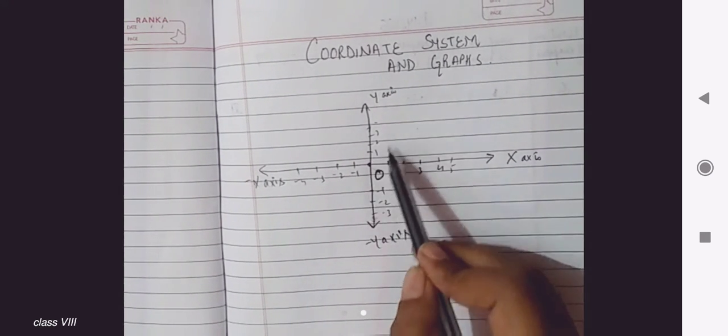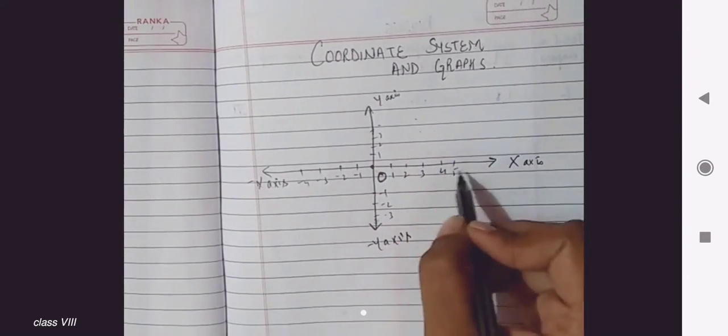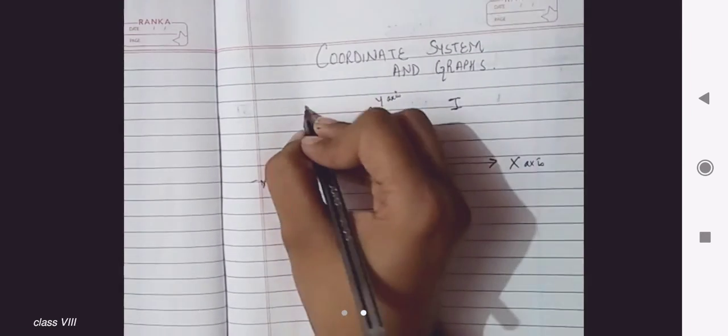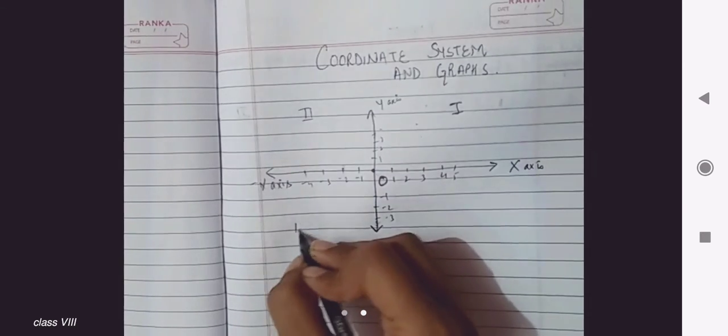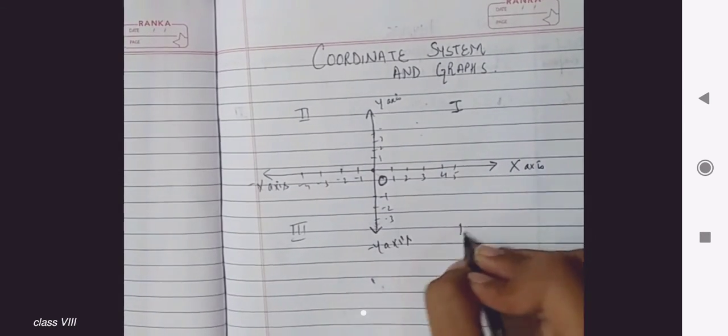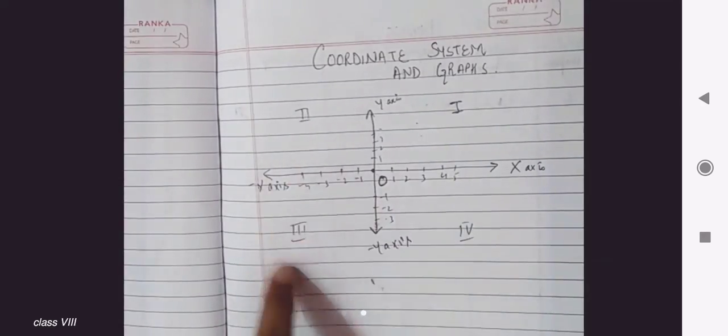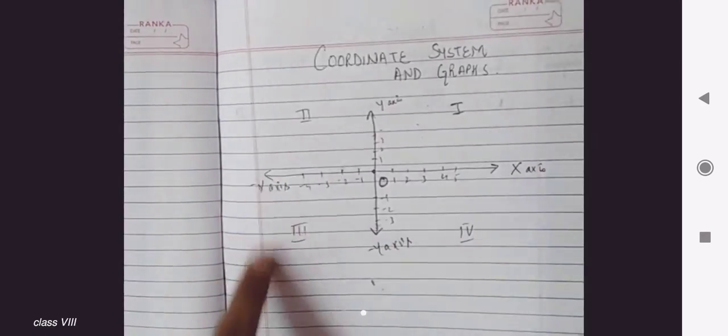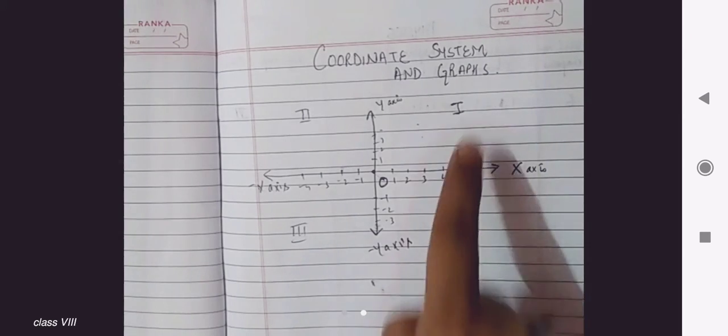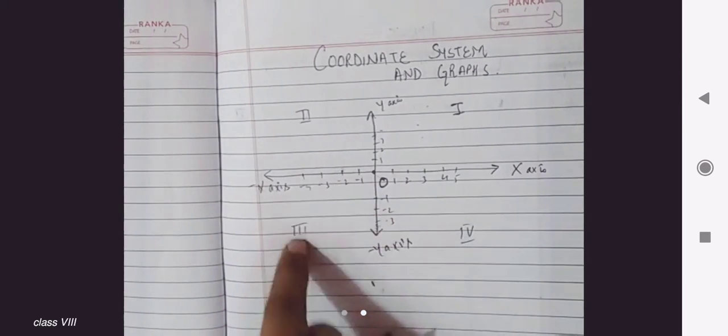So this is quadrant 1. We start from here: quadrant 1, quadrant 2, quadrant 3, quadrant 4. Remember, it goes like first, second, third, fourth, counterclockwise, not clockwise, first, second, third, fourth.